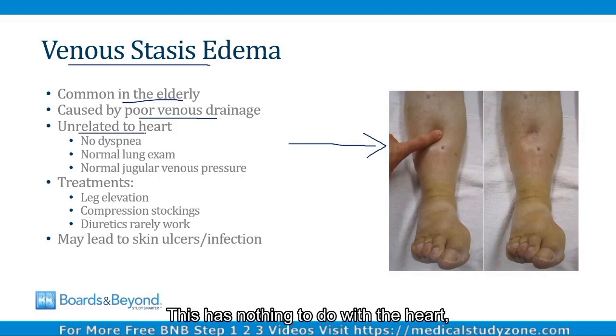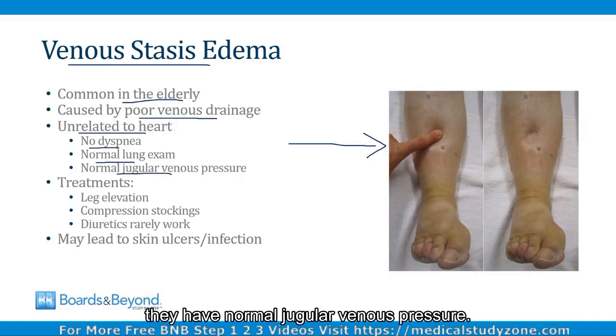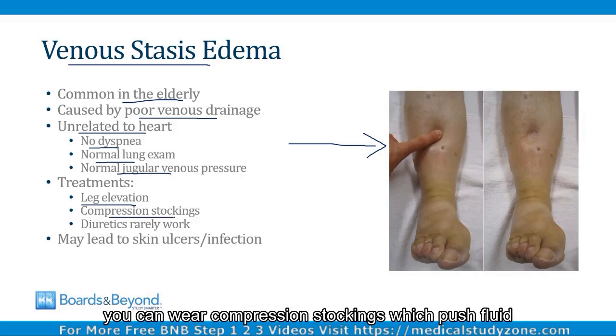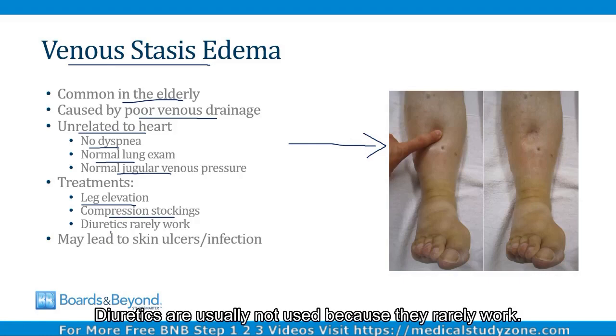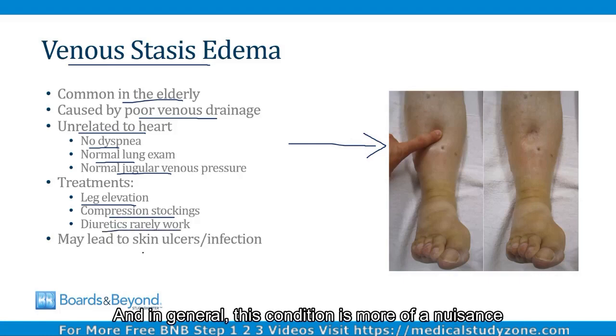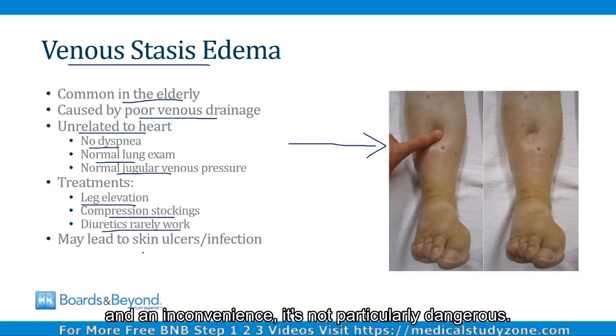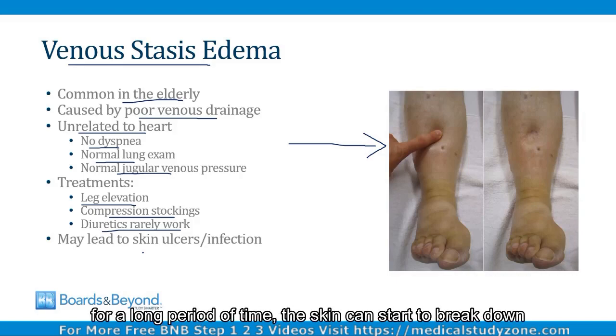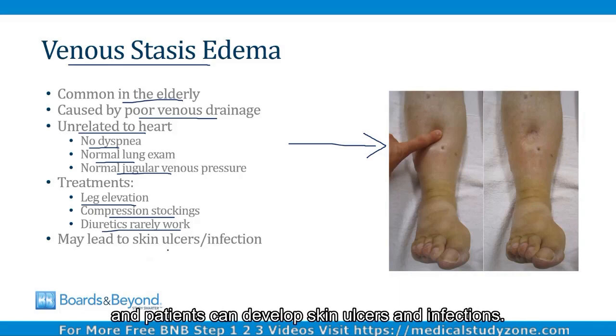This has nothing to do with the heart. These patients do not have dyspnea, they have a normal lung exam, they have normal jugular venous pressure. Their only clinical finding is lower extremity pitting edema. The treatment is to elevate the legs as much as possible. You can wear compression stockings which push fluid out of the legs. Diuretics are usually not used because they rarely work. And in general, this condition is more of a nuisance and an inconvenience. It's not particularly dangerous. The only exception is if it goes on untreated for a long period of time, the skin can start to break down and patients can develop skin ulcers and infections.